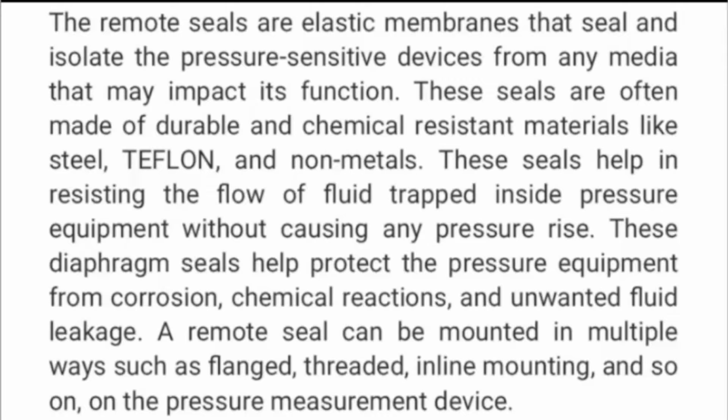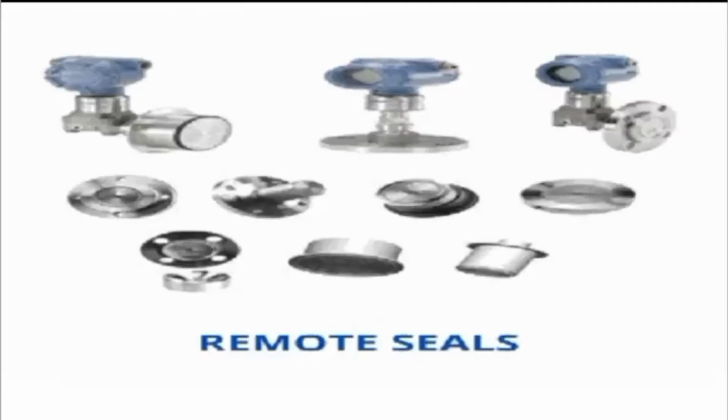The remote seal can be mounted on the pressure measurement device in multiple ways, such as flanged, threaded, inline mounting, and so on. Now, here is a remote seal picture, with different types of seals. This is the transmitter, and also here are different types of remote seals. This is a remote seal mounted on the transmitter, and here is also a different type. This type of seal is connected with the transmitter.